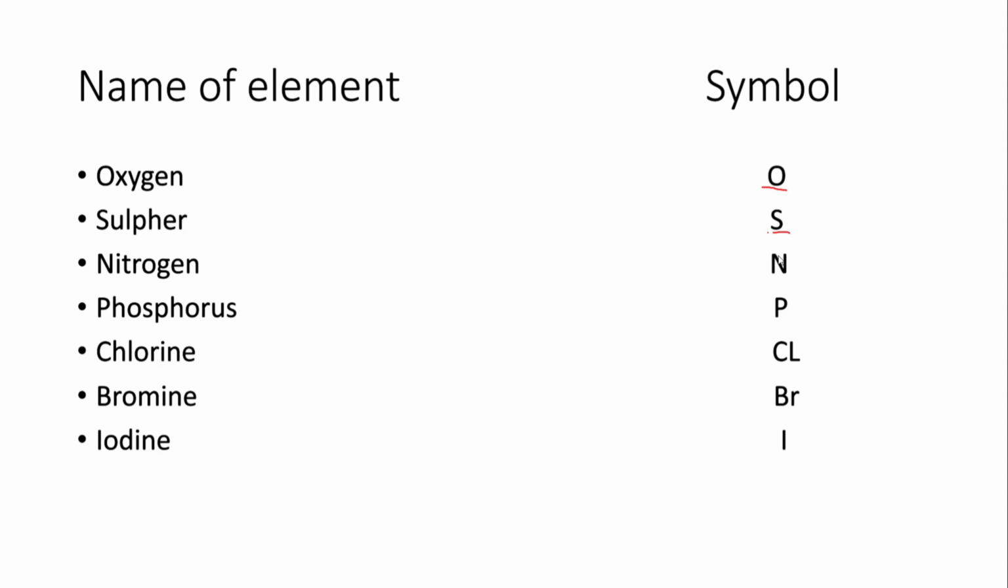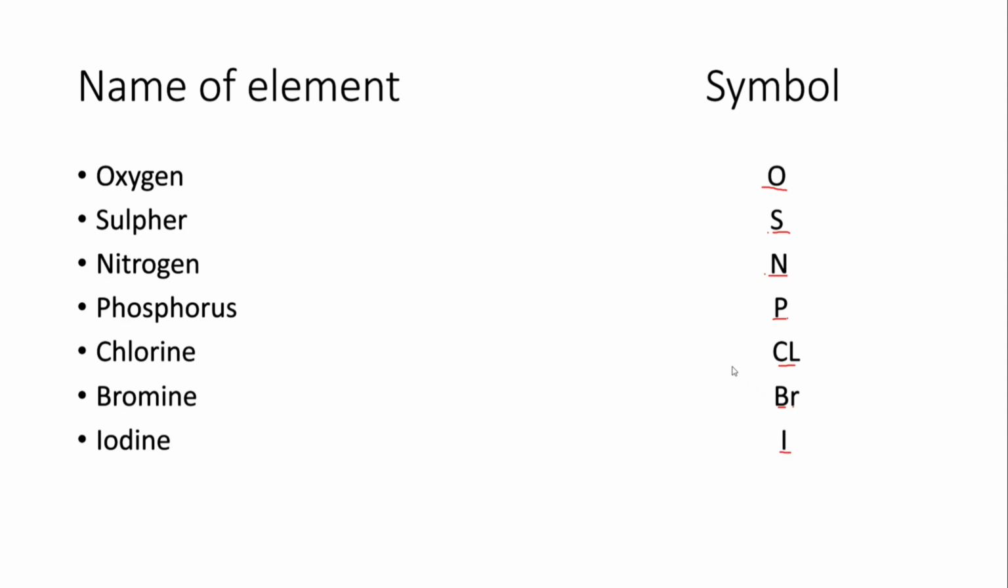Now let us learn about some more, which are oxygen, which is O, sulfur is S, nitrogen is N, phosphorus is P, chlorine is Cl, Br is bromine, and iodine is I. Now friends, you could stop the video and take a screenshot.